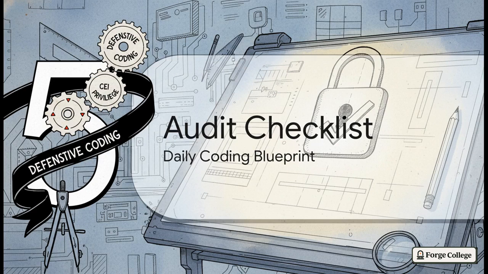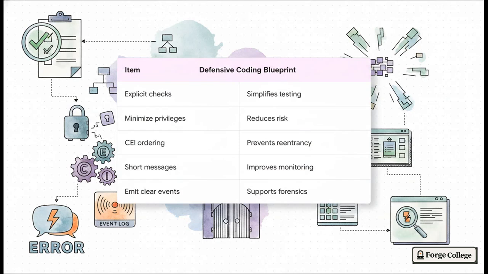Let's assemble our final engineering schematic. Here is your daily coding blueprint. Item 1. Explicit require checks at the top of functions. Why? Well, it simplifies test coverage and makes preconditions super obvious. Item 2. Minimize privileges. This directly reduces the concentration of risk.